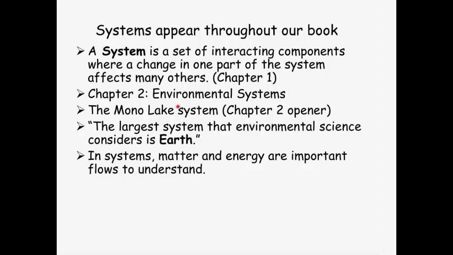And we go through the Mono Lake system with inputs and outputs, and we have a smaller Do the Math box that allows students to calculate the input of water and the input of salt to a hypothetical lake that's just 1,000 liters in size. And we make some statements in Chapter 2. The largest system that environmental science considers is Earth. The Earth is a system. Sometimes people say considering the Earth as an ecosystem is one of the practices in environmental science. And in systems, matter and energy are important flows to understand. So we're concerned with the flows in and the flows out of matter and energy to our planet or to individual locations on the planet.